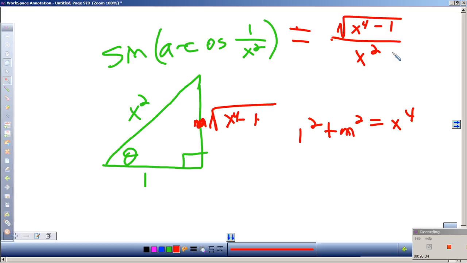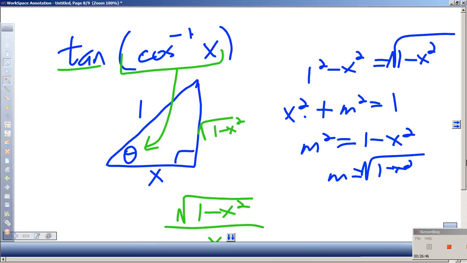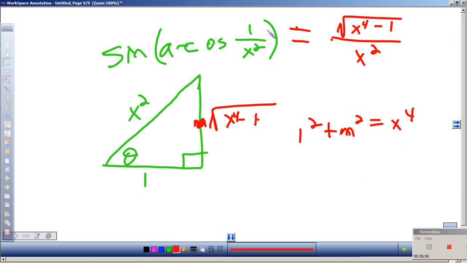How come last time you subtracted the x in the other one? Notice, where is x in this one? Your hypotenuse. It's because I arranged it differently. Here I had x, so it was x over 1. I could write this over 1, and then adjacent over hypotenuse. Here, it is 1 over x squared, so it's 1 over x squared.